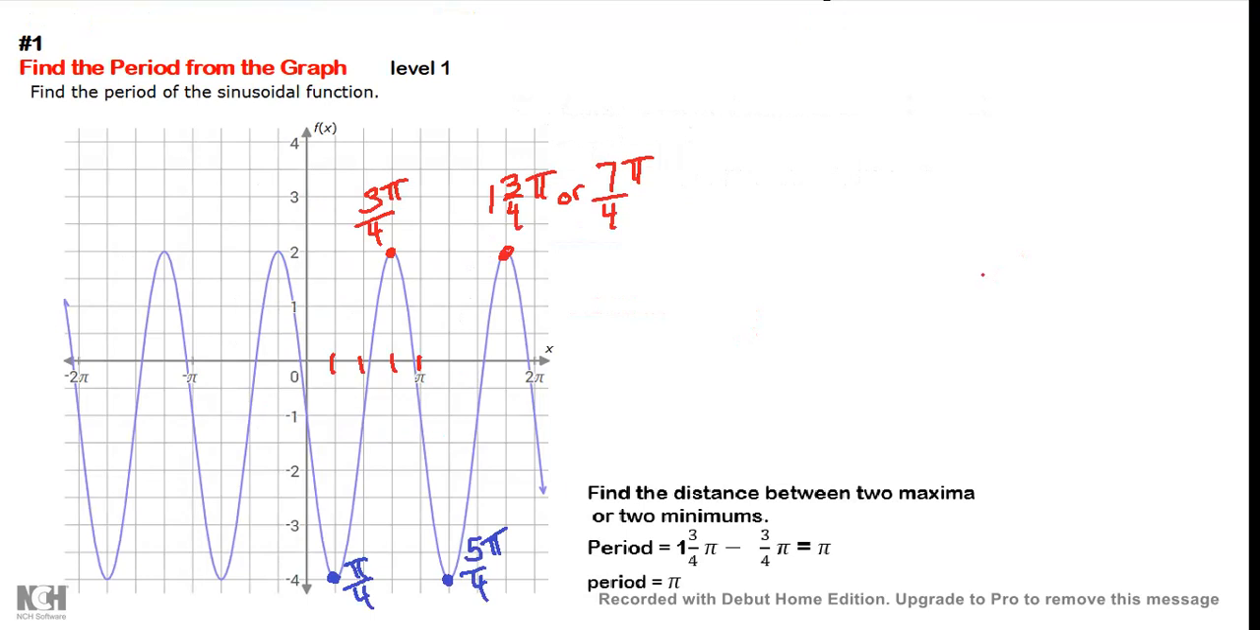In this first example of a graph, it is asking you to find the period. To do that, you look for the distance between two maxima or two minimums. You want to notice how many units it is divided up into. This is divided up into fourths of a pi, and our minimum here is 3/4 of a pi, and over here it's at 1 3/4 pi, or you can call it 7 pi over 4. When you subtract that, you find that the period is just pi.